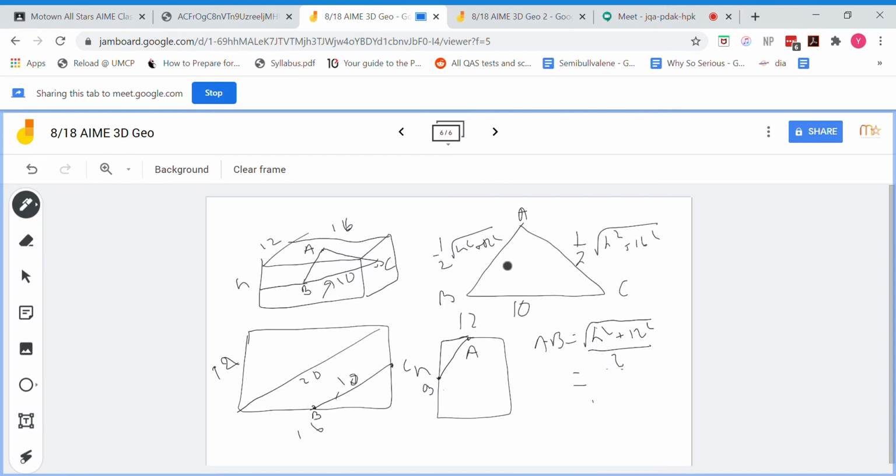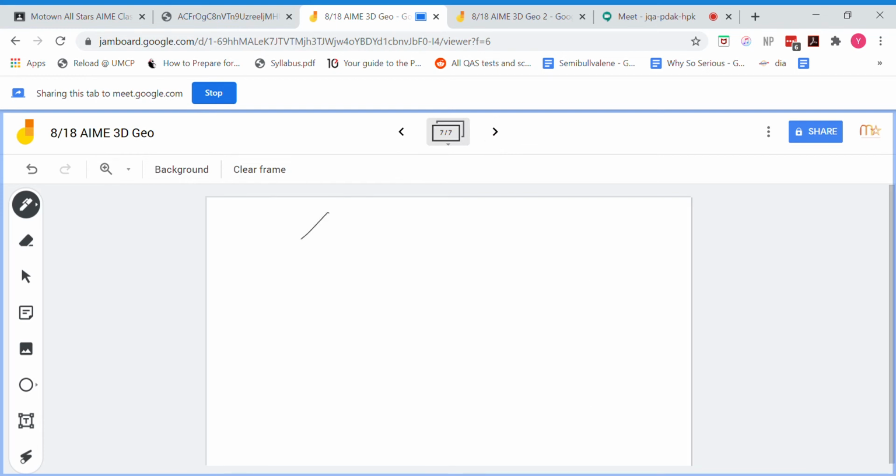And we're told that the area of this triangle is 30. So we know all the side lengths, at least in terms of h, and we know the area. So what might be the most logical way to go from here? It'd probably be Heron's formula, right? So if we try applying Heron's formula, so we have A, B, C. This is half square root of h squared plus 12 squared. This is half square root of h squared plus 16 squared. And this is 10.